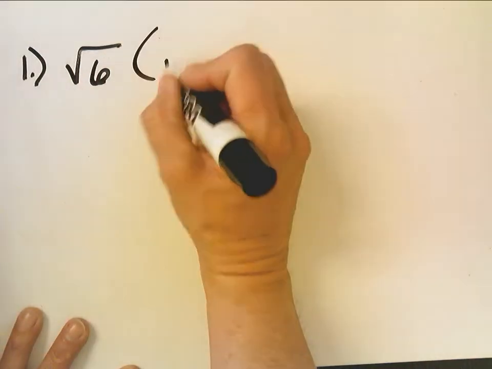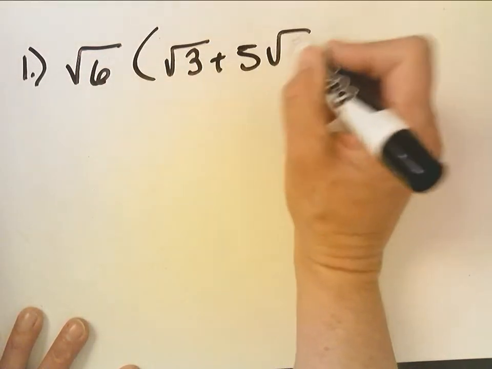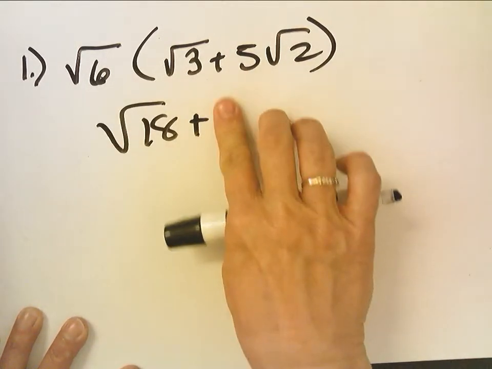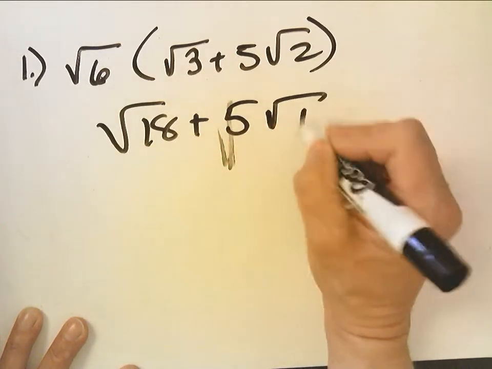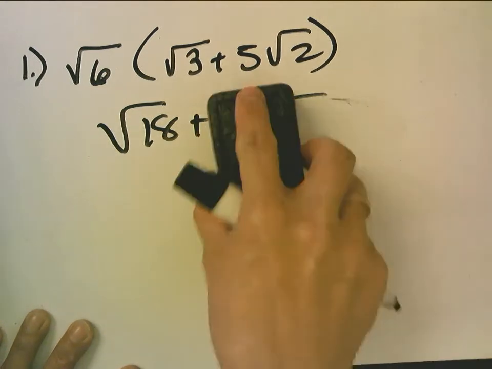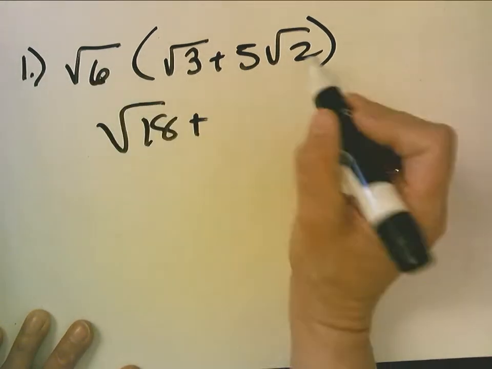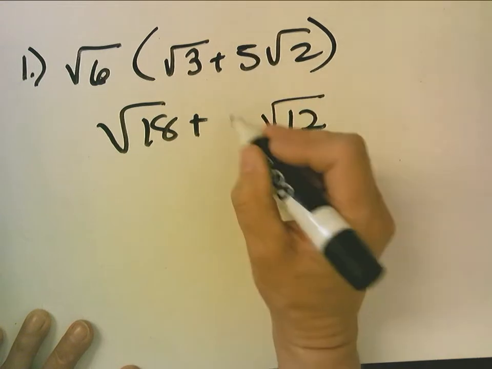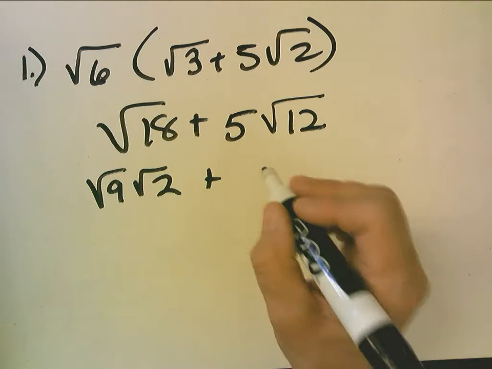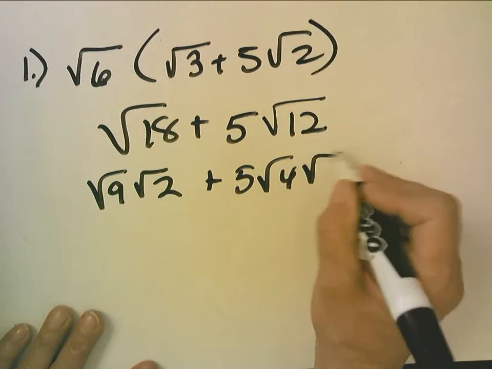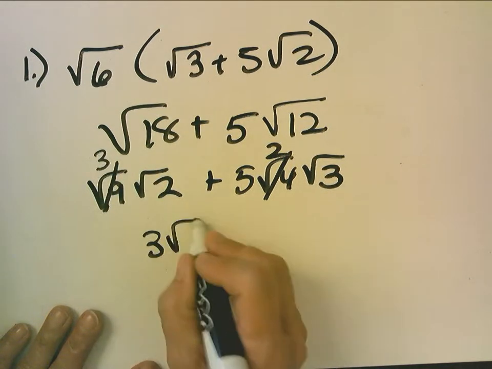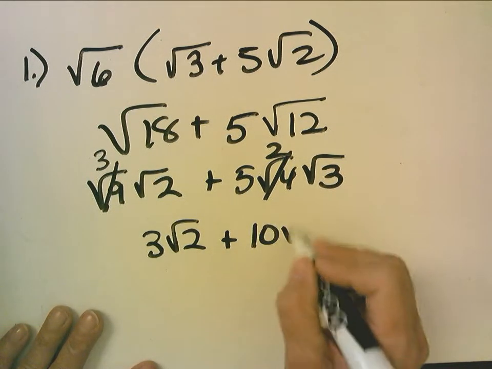So root 6 times root 3 plus 5 root 2 becomes root 18 plus 5 root 12. Let me just erase that. That's 5 root 12, because the root 6 multiplies the root 2 for root 12, and 5 is there. This becomes root 9 times root 2 plus 5 root 4 times root 3. That becomes a 2, that becomes a 3. So I have 3 root 2 plus 10 root 3.